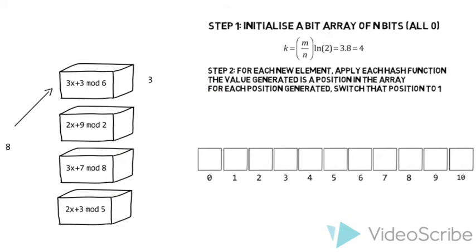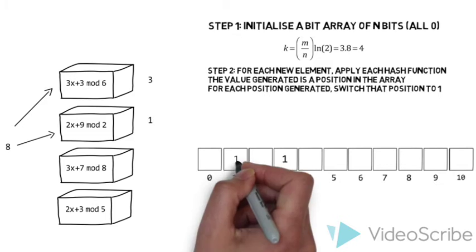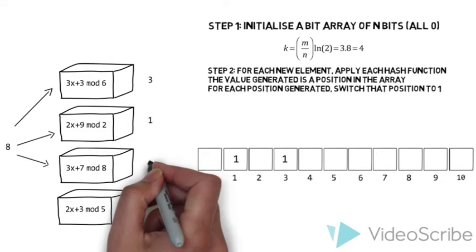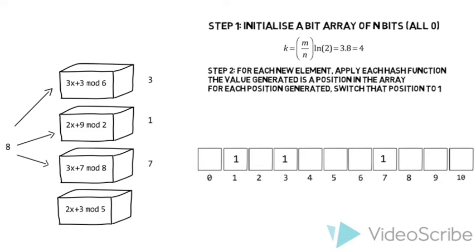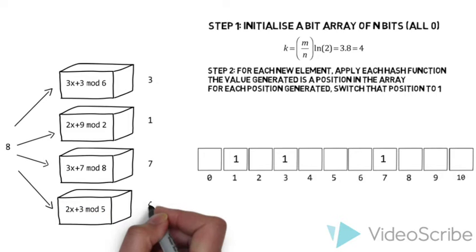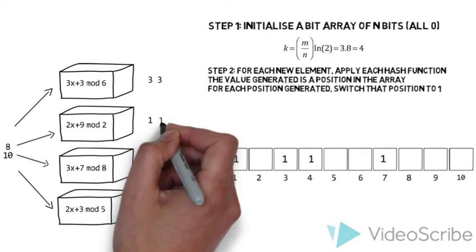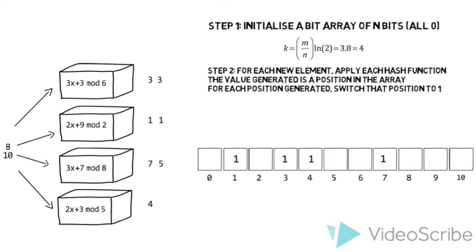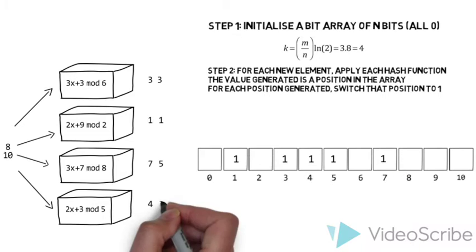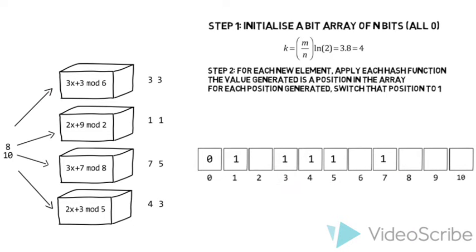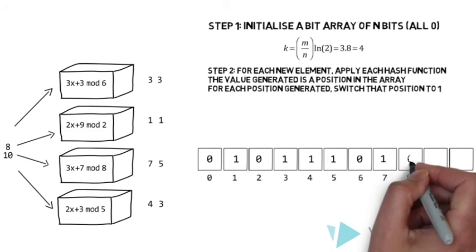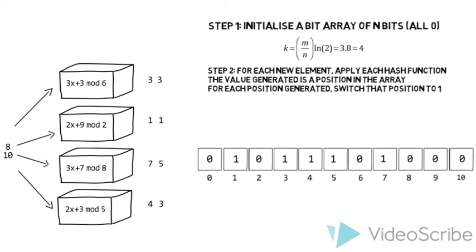So let's try with 8. Through the first function, 8 gives us position 3, so we switch position 3 to 1. Through the second function, we get position 1, so we change it to 1. The third function gives us position 7, and the fourth gives us position 4. Let's try for 10 too. 10 gives us 3, 1, 5, so we change that to 1, and 3. All the positions that have not yet been touched are still 0.